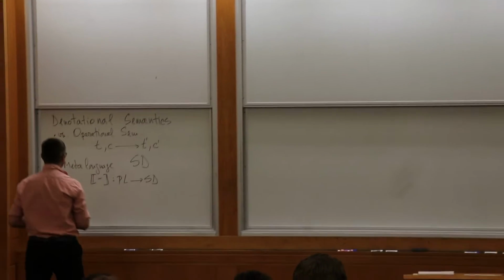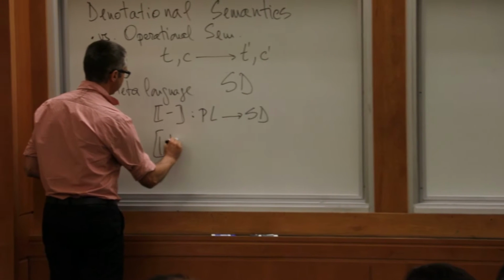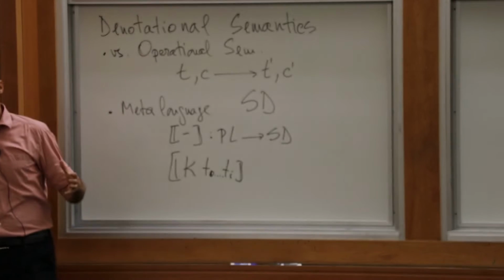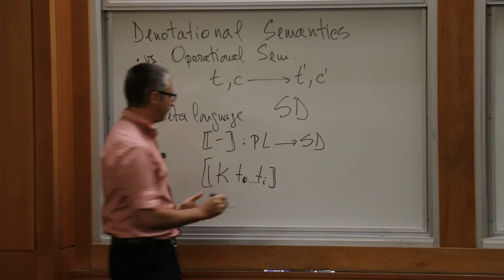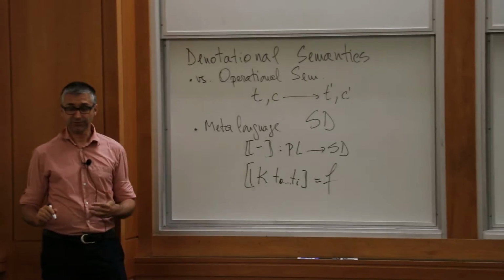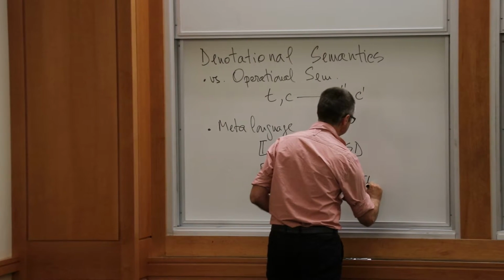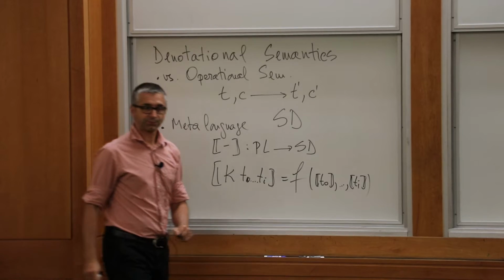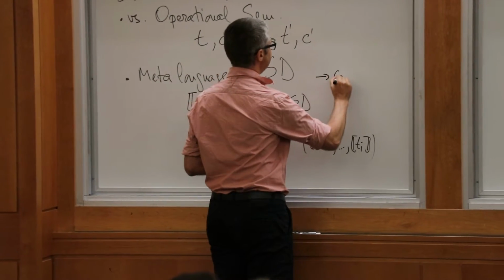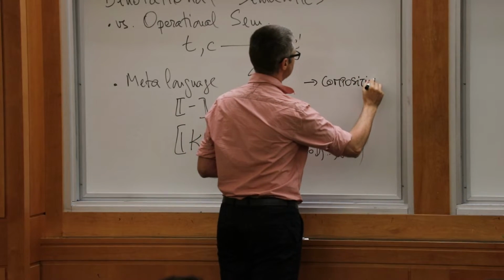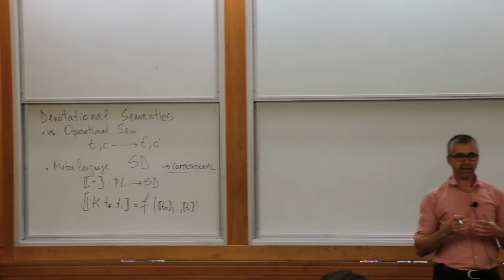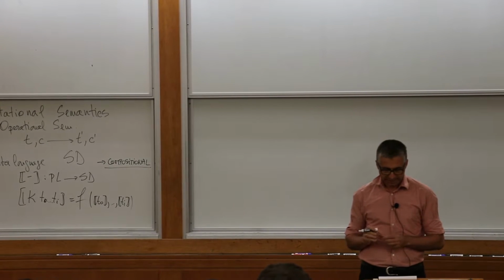And what's specific about this semantic function is that it's defined inductively on the syntax. So if I have a term where k is some syntactic construct and t0 to ti are the subterms, this is going to be interpreted as a function f, which takes as arguments the interpretations of the subterms. So very important is that this is compositional, in the sense that the meaning of the whole is specified as a function of the meaning of the parts. And that is very nice.